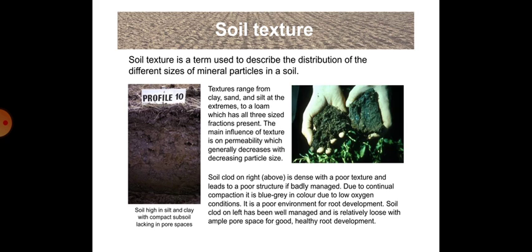The soil core on the right above is dense with a poor texture and leads to a poor structure if badly managed. Due to continual compaction, it is blue-gray in color due to low oxygen conditions. It is a poor environment for root development. The soil core on the left has been well managed and is relatively loose, with ample pore space for good, healthy root development. Soil high in silt and clay has a compact subsoil lacking in pore spaces, as shown in the figure.